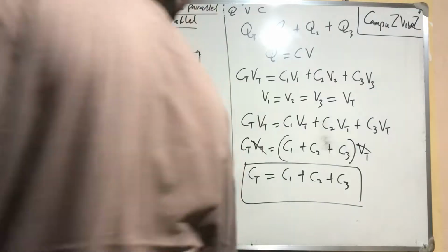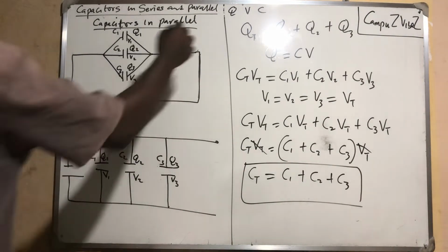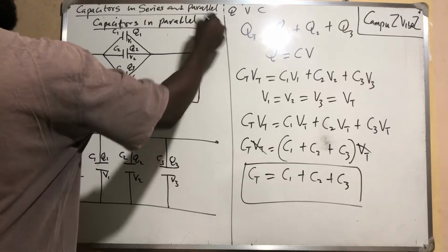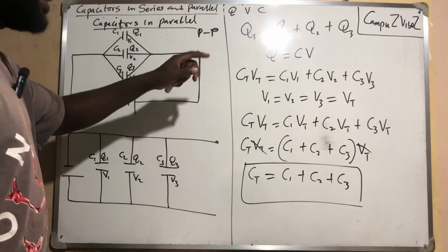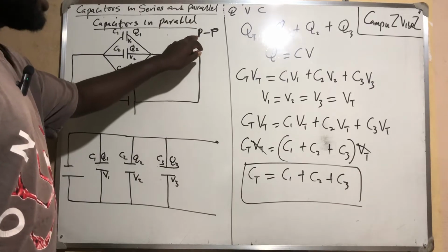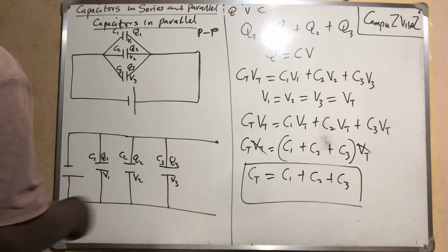So don't forget that capacitors in parallel, the potential difference across them, P to P. Always remember P to P, right? The potential difference across capacitors in parallel are the same. Okay, capacitors in parallel have the same potential difference. And what is potential difference? Your V. So that is that.